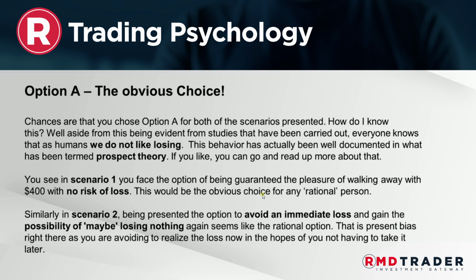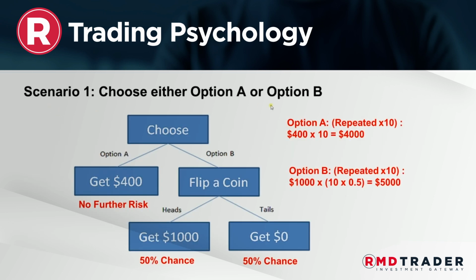Let's have a look at that in more detail. Here is scenario 1 again. Now what we're going to do is repeat this experiment 10 times. Had you chosen option A, getting $400 for no further risk 10 times, you would have had a guaranteed $4,000. But if you chose option B, that means you would have most likely ended up getting $1,000 at least half of the times, meaning you will get 1,000 times 5, which is half of 10, $5,000. So statistically, going with option B would have been the better option.